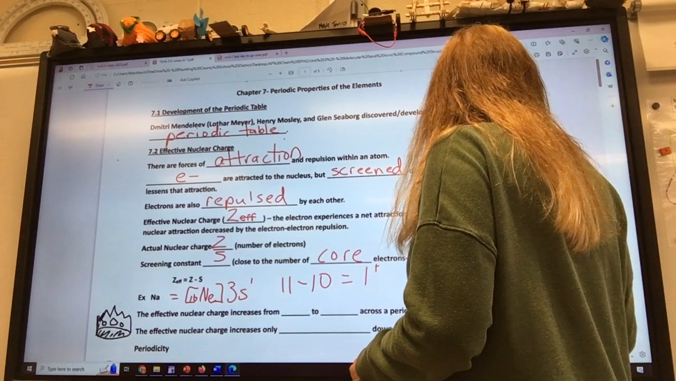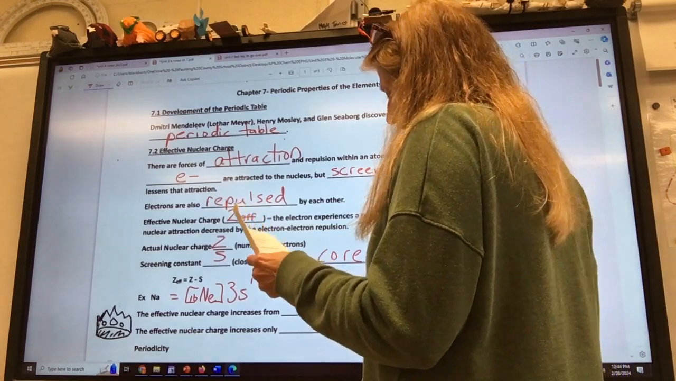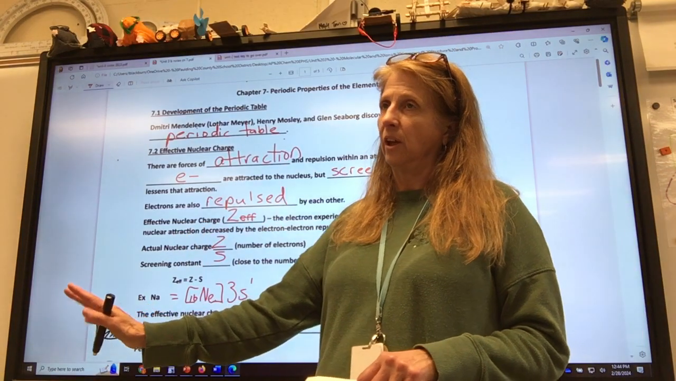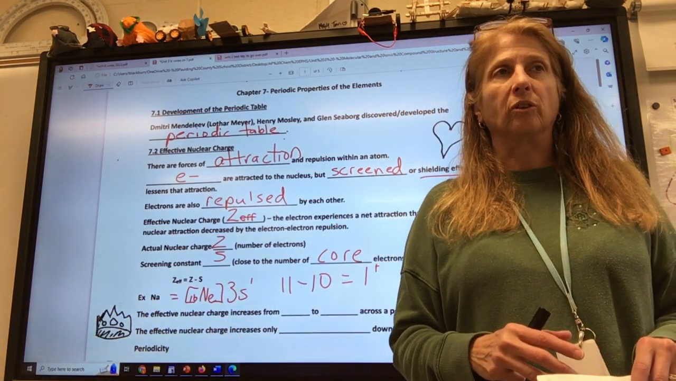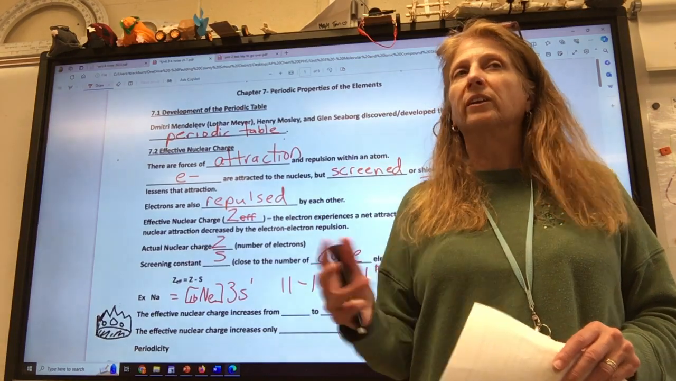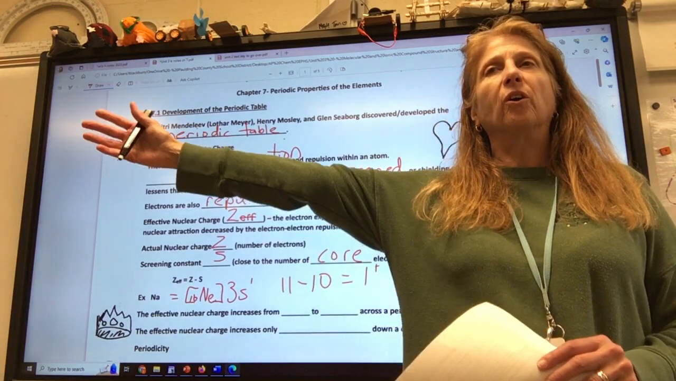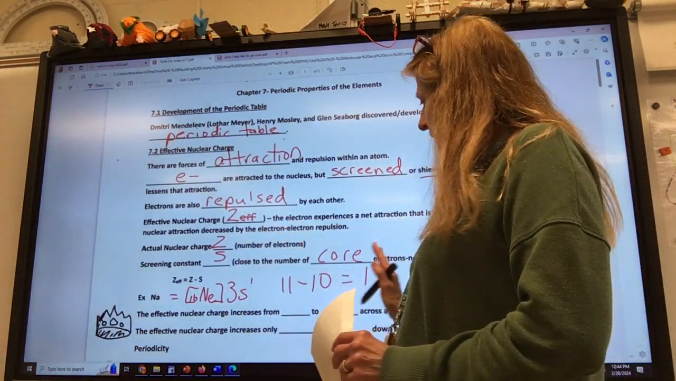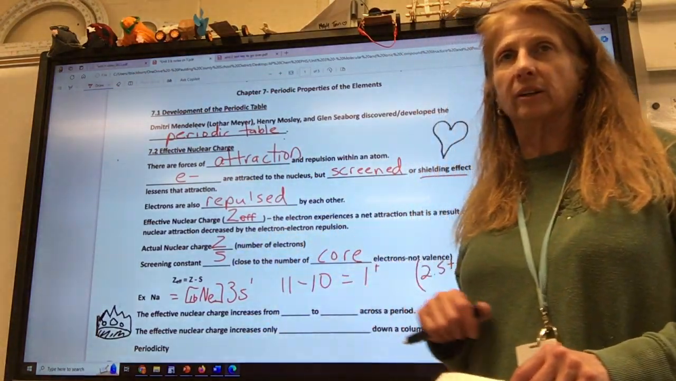And the reason why has to do with not only these forces, but how close the electron is to the nucleus. If an electron is closer to the nucleus, it's going to have more nuclear force on it. If it's further out in the atom, it's going to have less nuclear force. And that's why the numbers are a little bit different.